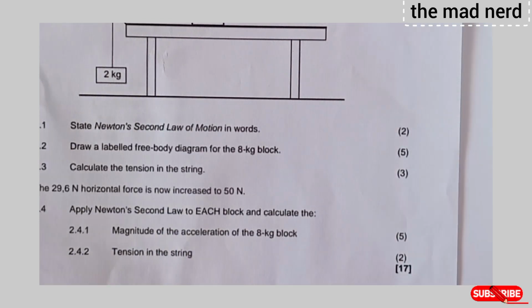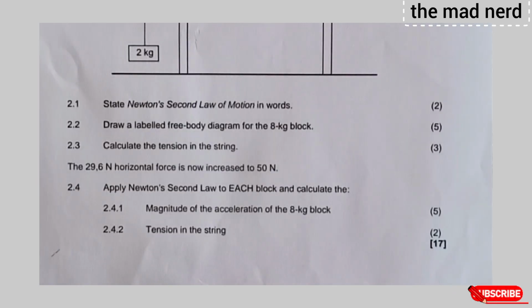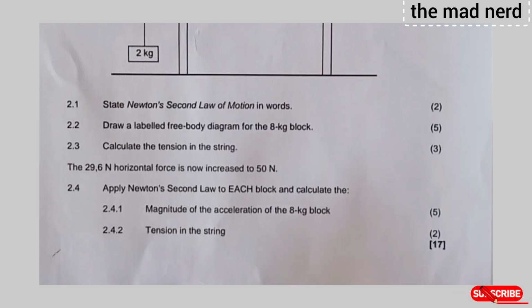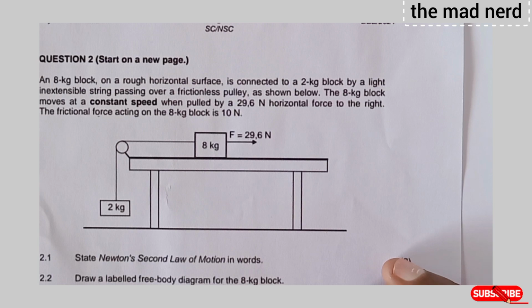So yeah, let's quickly look at 2.4. So now let's look at 2.4. So yeah, question 2.4 says the 29.6 newtons horizontal force is now increased to 50 newtons. So it means that this force here that was 29.6 is increased to 50 newtons.